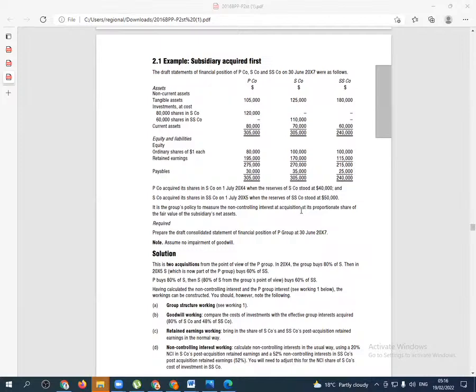So what do they want us to do in this case? They want us to prepare the draft consolidated statement of financial position of P Group at 30th June 2017. So the very first thing that we need to do, ladies and gentlemen, is to understand how this group is structured. That is the first thing that we need to understand.